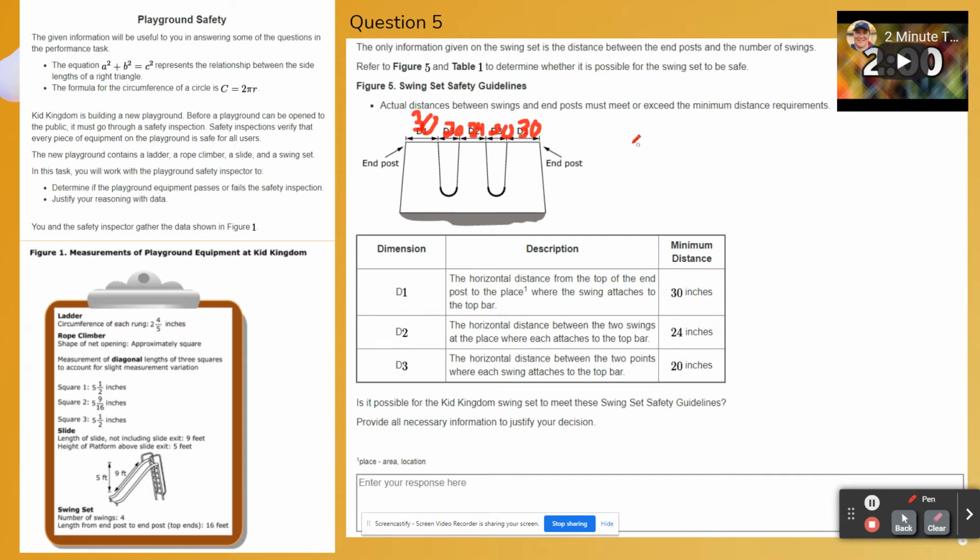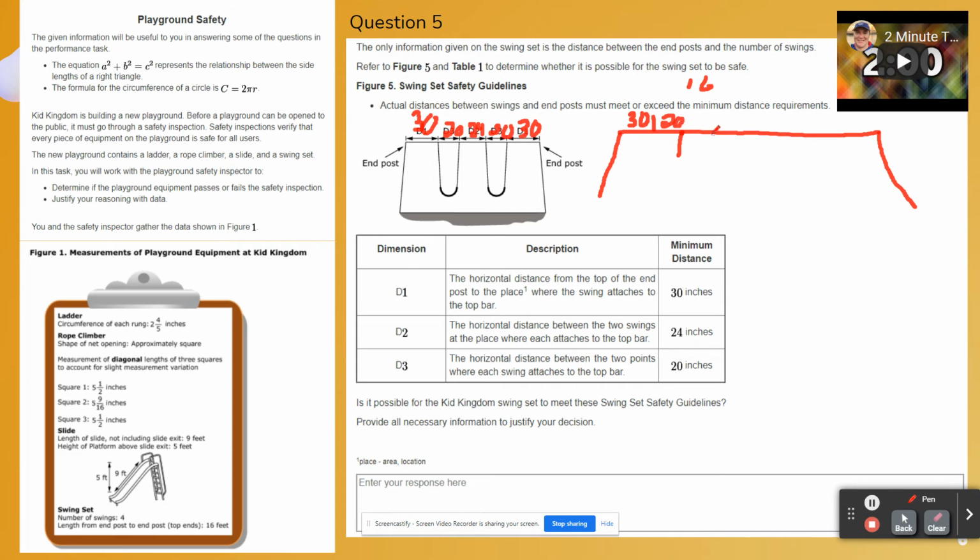So here's what it's saying: you have a swing that has 4 swings on it, right? It's saying there is a bigger swing than the one pictured, and that the total length of this is 16 feet. But we need to have a D1 section right here, which would be 30. And then we have a swing section, which would be 20.